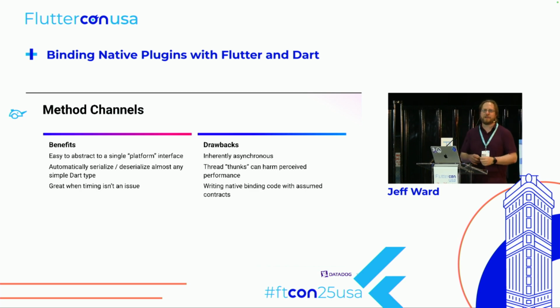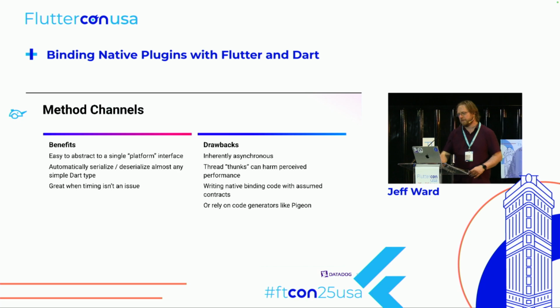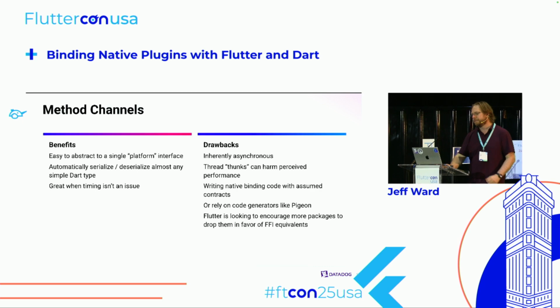So when you write all of this code, you're kind of doing stringly typed programming. You're saying, this is the name of my method as a string. All of the arguments you're doing are usually string to dynamic pairs. And so you have to assume all these contracts. And so I usually unit test the contracts in all cases. Or if you don't want to try to do that, you can rely on code generators like Pigeon, which will do a lot of that stuff for you.